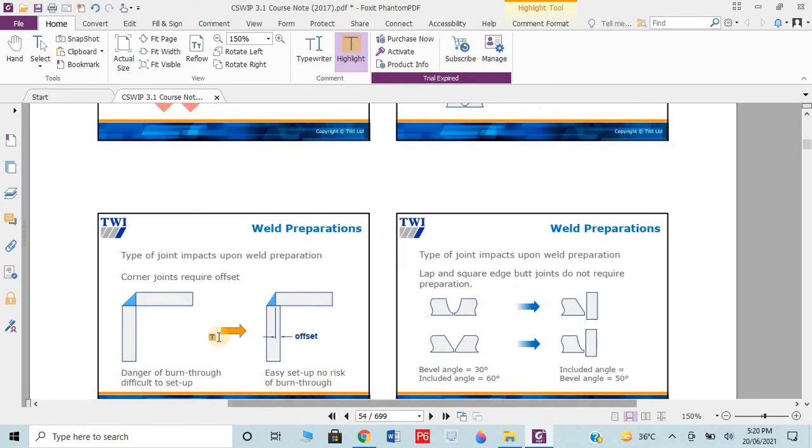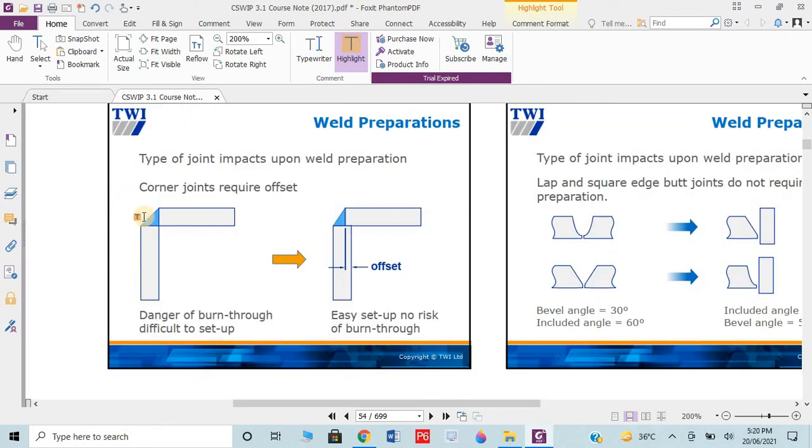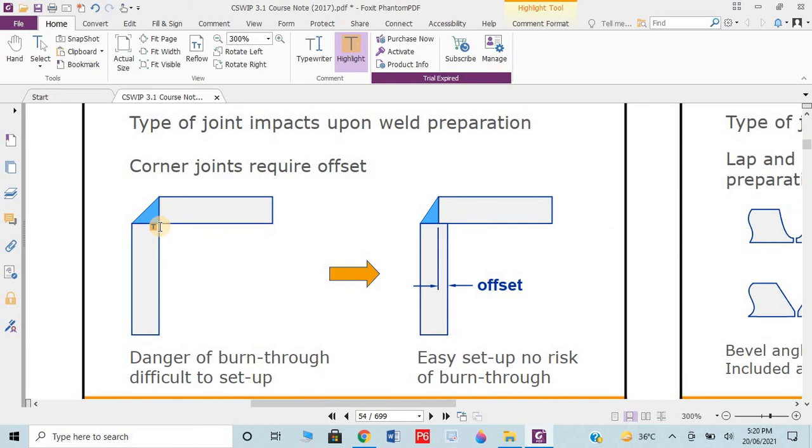Now we have the corner joint, again in close corners. This is open end, meaning both ends are at each other. If some end overlaps the other end, that's called offset or closed end.